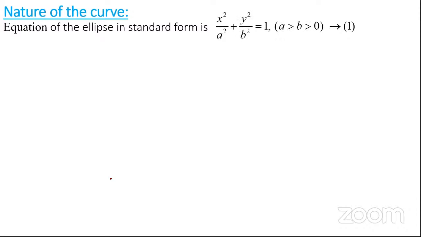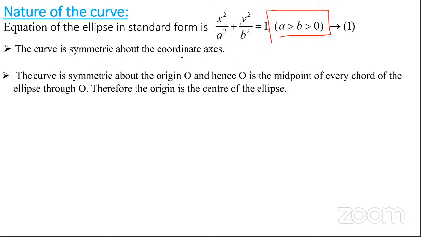So the nature of the curve. The equation of the ellipse in the standard form is x square by a square plus y square by b square equal to 1, where a is greater than b is greater than 0, equation number 1. So the curve is symmetric about the coordinate axes. This part is equal to this part. If you take it with the y-axis, this part is equal to this part. So that is the symmetry. The curve is symmetric about the origin O, and hence O is the midpoint of every chord of the ellipse through O. Therefore, O is the center of the ellipse.